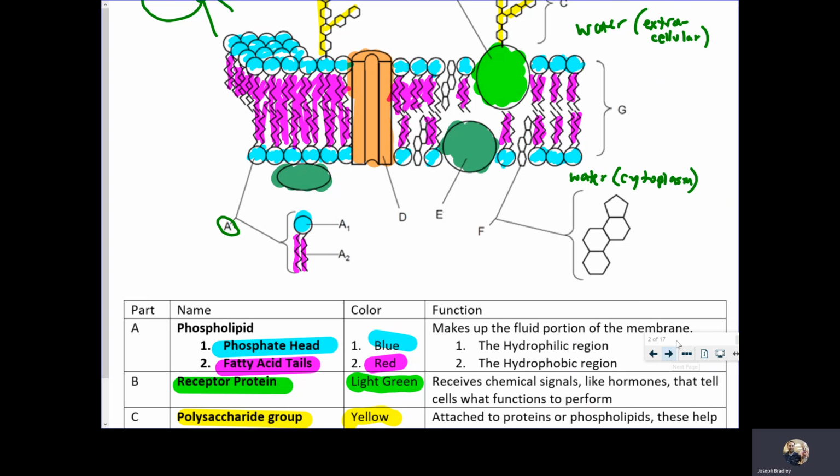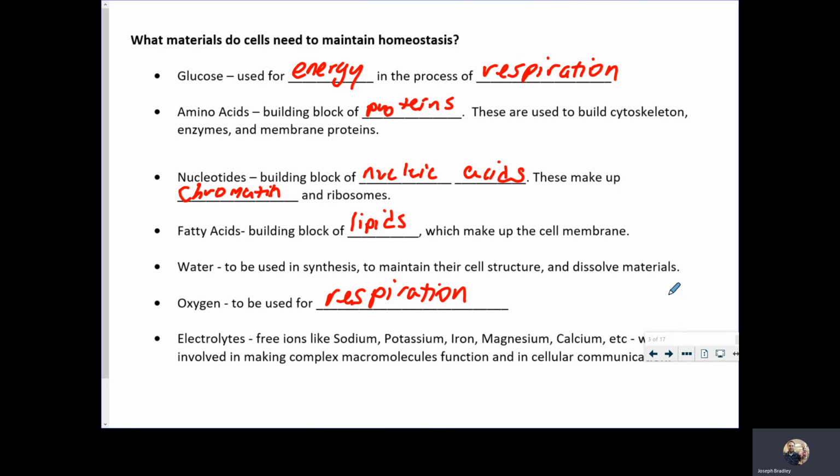So what does the cell need to do? Why is it important to learn about the cell membrane and membrane transport? Well, it's because the cell needs to be able to do all these things to maintain homeostasis. Remember, much of what you do that you consider being alive, breathing, eating, using the bathroom, are all related to maintaining homeostasis of your cells.